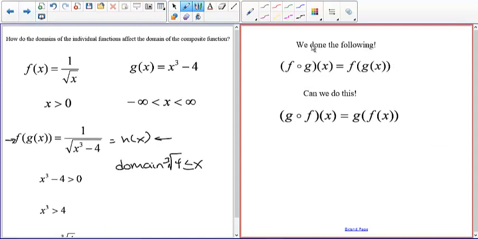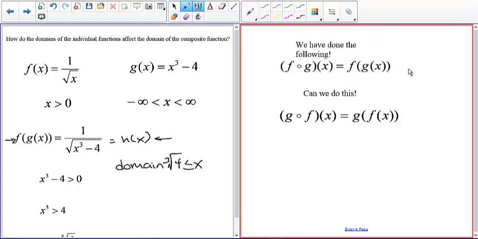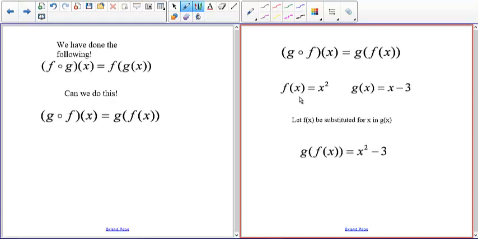Oh, that's poor English. So let's fix that. We have done the following: we've done f of g of x. Can we do g of f of x? Well, yeah, we just did that. Okay. So let's just look at a few more examples. Yeah, let's do both of these.